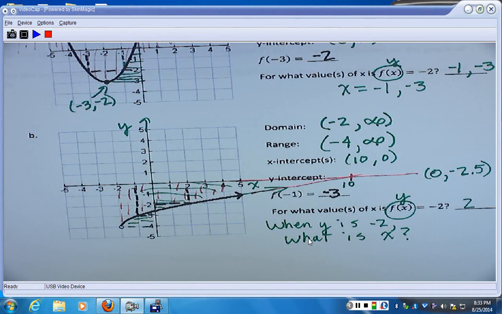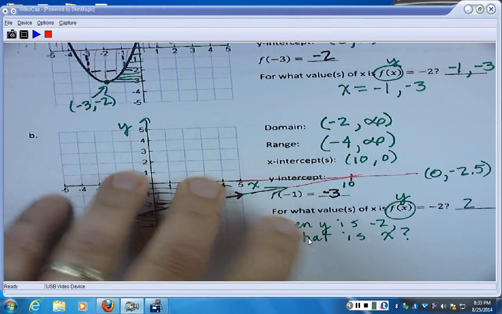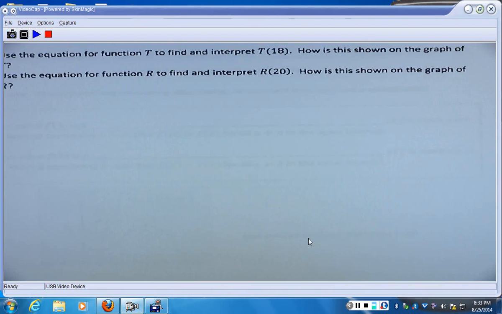Okay, so any questions on that? That's just like your homework. All right, and then a word problem example.